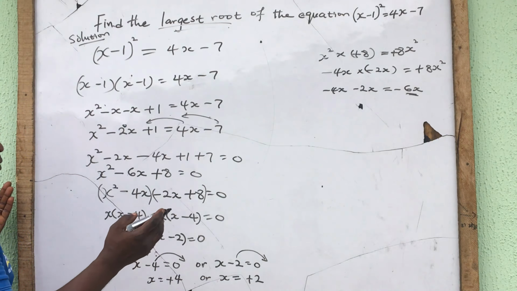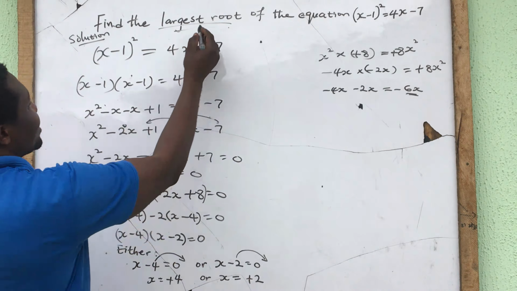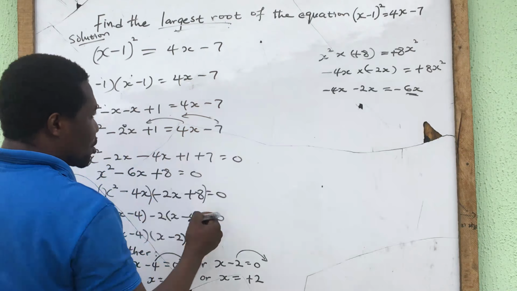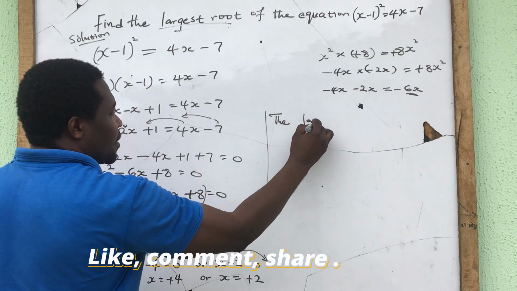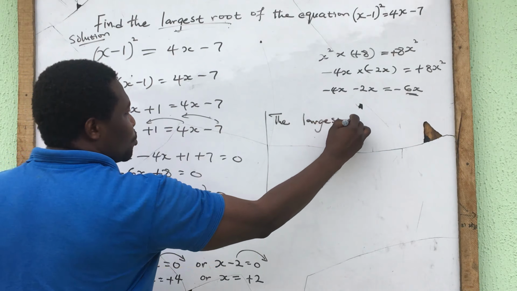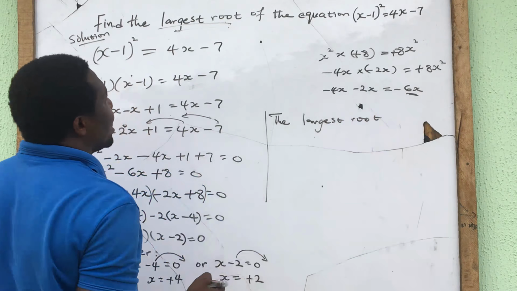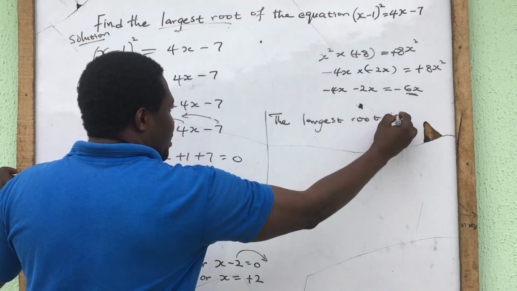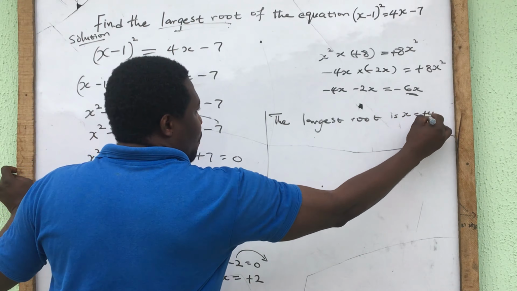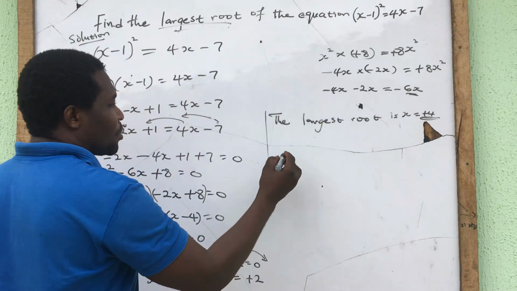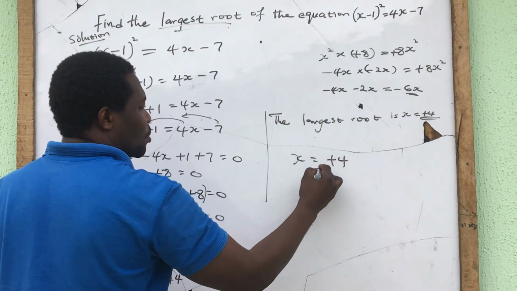The only thing we need now is the largest root of the equation. The largest root is x equal to plus 4.